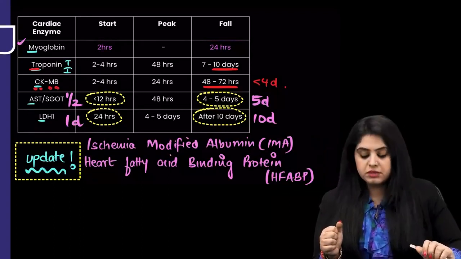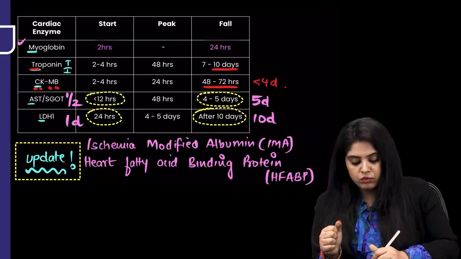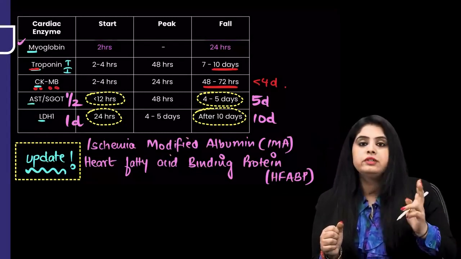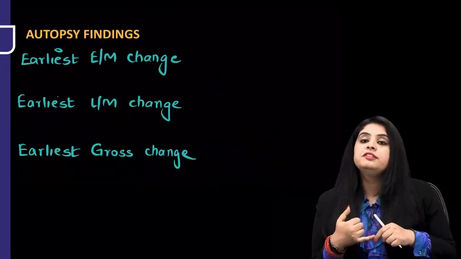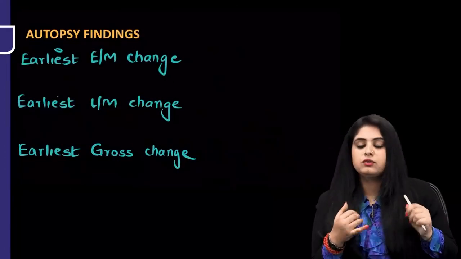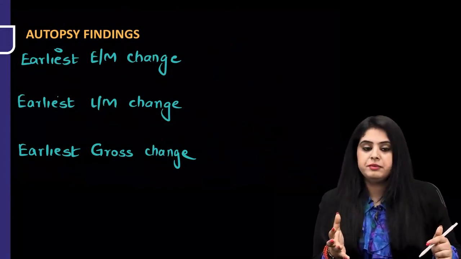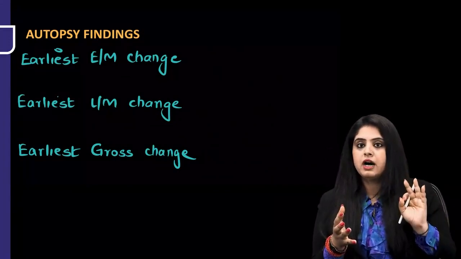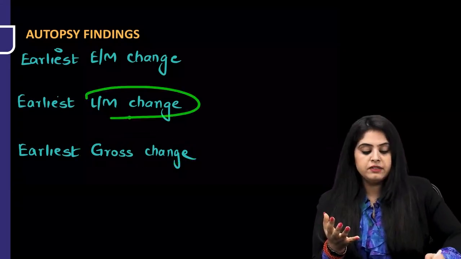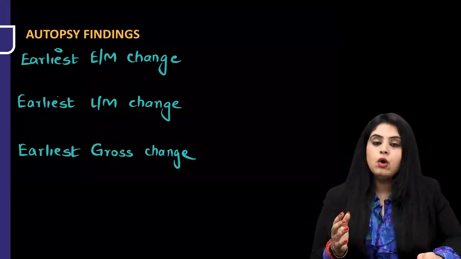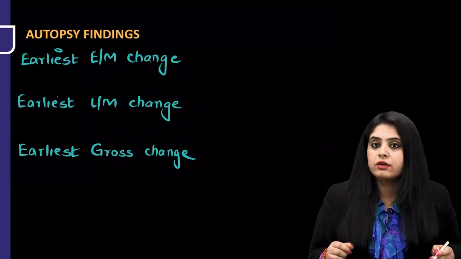I hope everyone's okay with the cardiac enzymes, because now I'm going to move ahead and tell you about 2 things. What if the patient dies? What are all the autopsy findings going to be? So now, if I have an autopsy in front of me, I can have 3 ways of looking at the heart. Either I can look at it with my naked eyes, or I can look at it with the light microscope, the usual one, or I can look at it with an electron microscope, right?